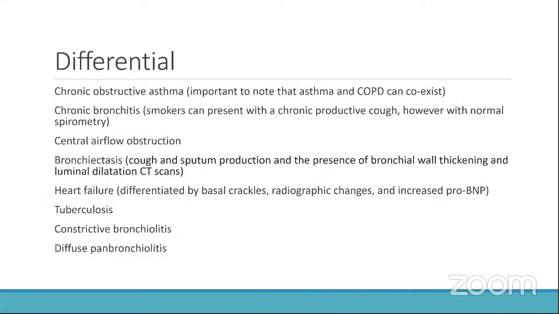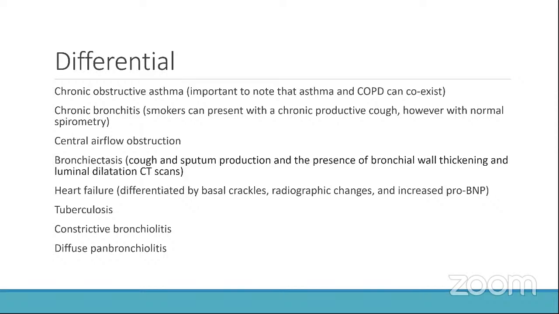Also, as part of the diagnosis, you have to look for other diseases that might cause similar symptoms. So chronic obstructive asthma also presents in similar manners, and you have to note that asthma and COPD can coexist in the same patient. As well as chronic bronchitis. However, these patients may have normal spirometry.